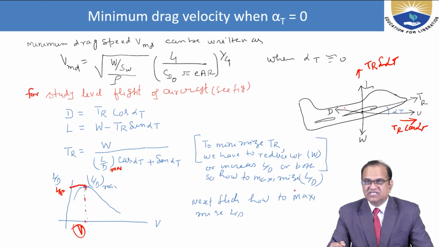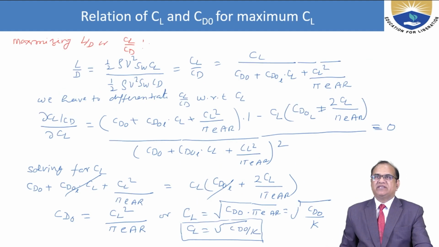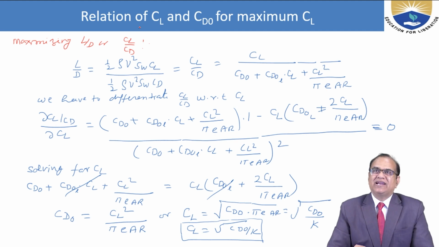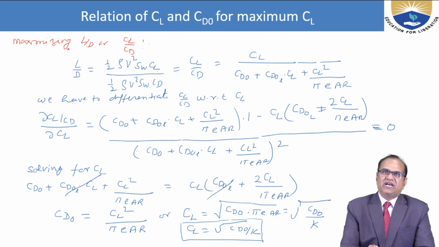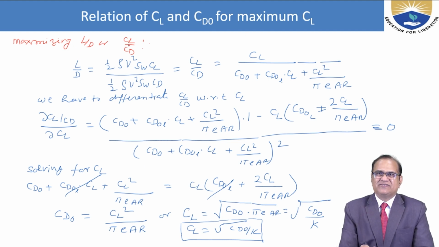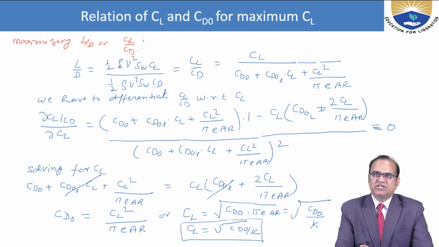Next slide, we will see how to maximize the L by D, the relation of CL and CD naught for the maximum CL. We know the maximum L by D or CL by CD. So L by D is half rho V square S_W CL divided by half rho V square S_W into CD. So this is cancelled, so CL by CD. For CD we can write CD naught plus CD naught L into CL plus CL square by pi E aspect ratio.